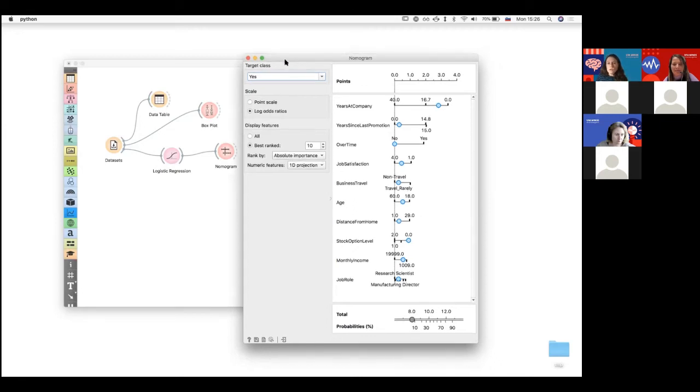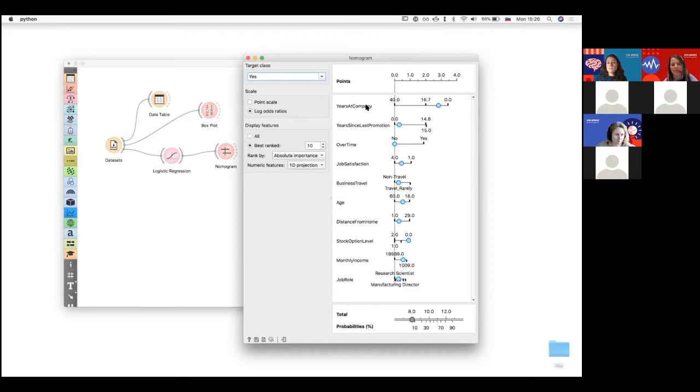Okay, so now I'm looking at probabilities of target class yes. What does this mean? I want to know what affects people, what is specific about people who left the company. The things I see here are my features, my variables in the data. We saw age, we saw overtime. These are all the things that we use to describe these people, our employees.